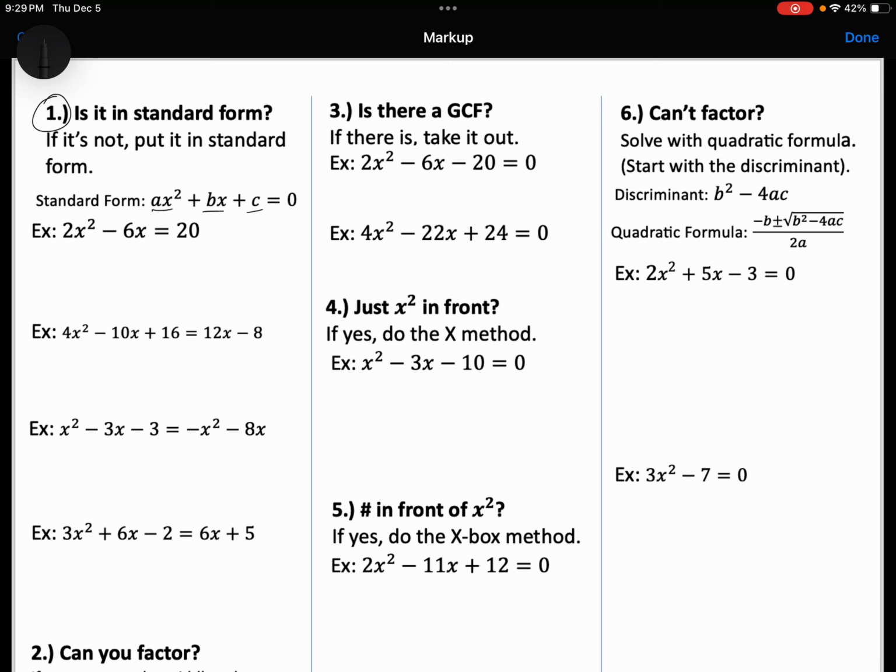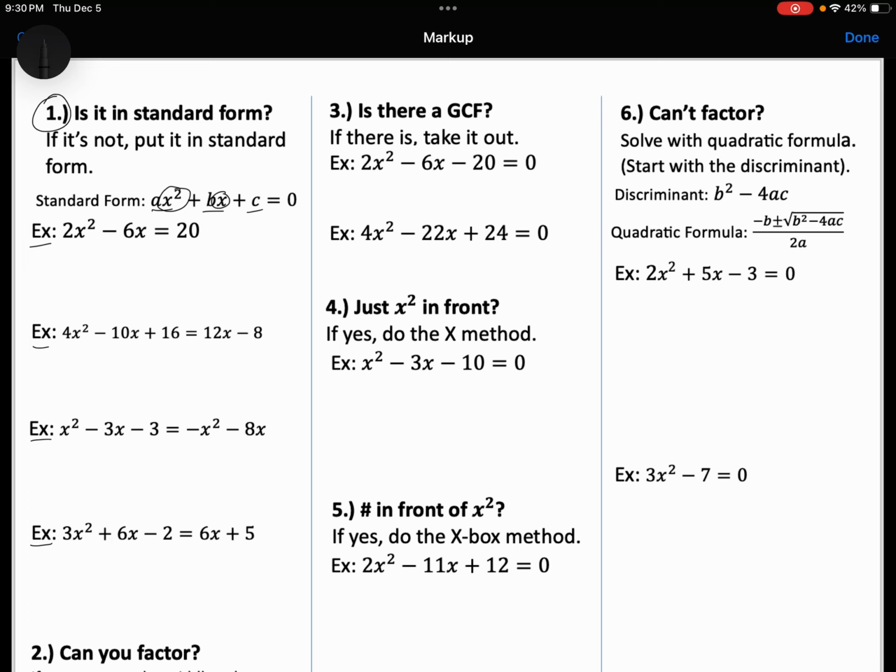So we need to have all of our terms on one side of the equation, where we have the x squared first, and then the x, and then the one that doesn't have x at all. So each of these examples are not in standard form, and we are going to have to put them in standard form before we can solve them any other way.